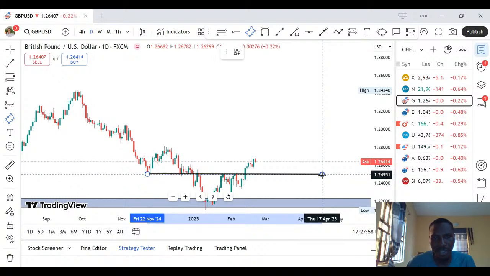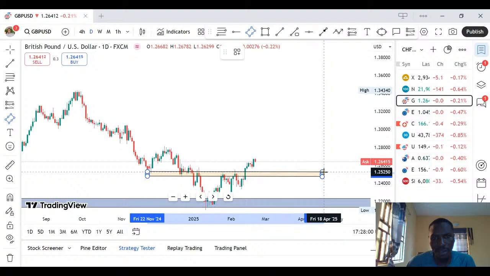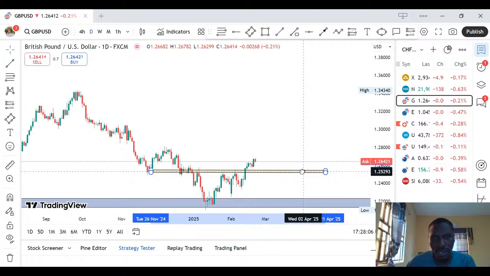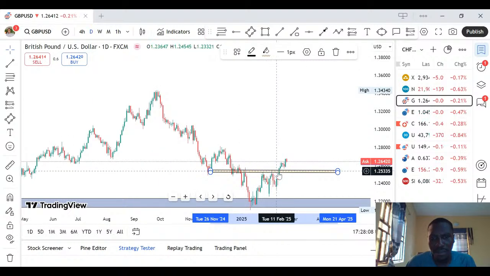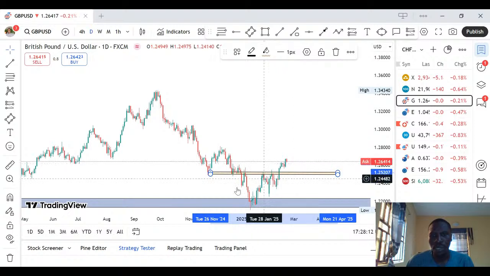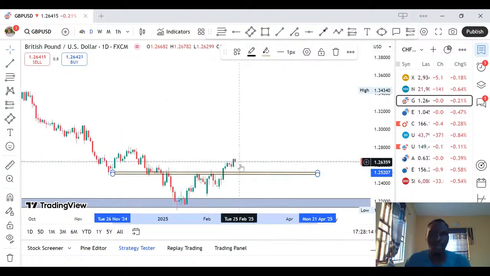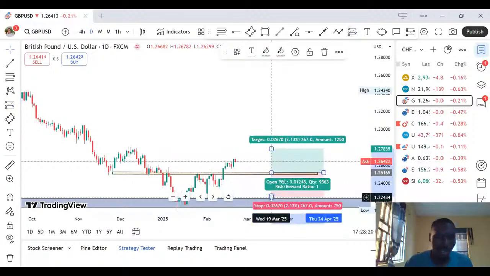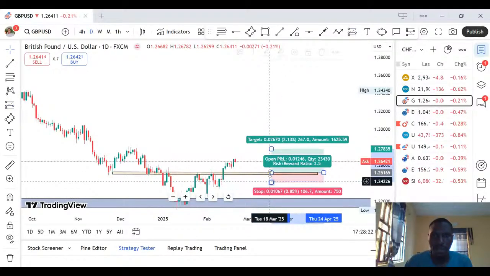Okay, this is the neckline for now. We have the neckline broken here. You can see a clear breakout on this neckline. Let me just put it at the body of the candle. A clear breakout on this neckline. Then I need a pullback. So once price pulls back to this point, we have our entry, guys.